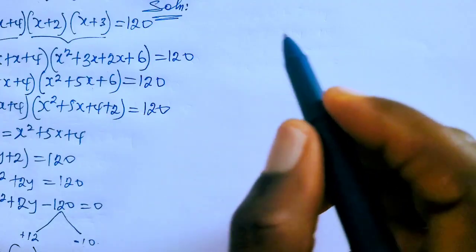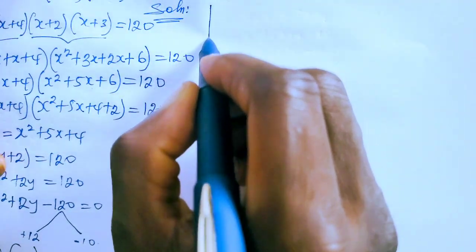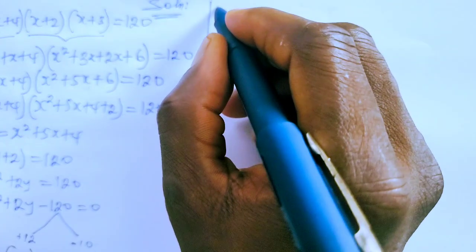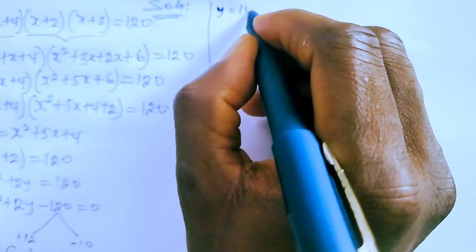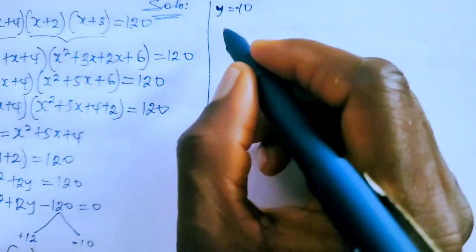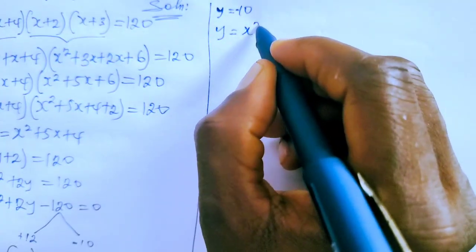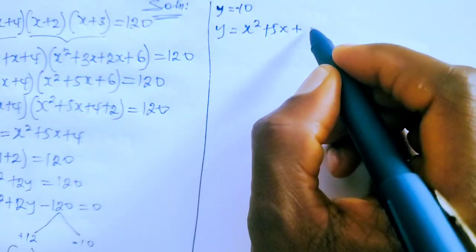Therefore, at this point, when y equals 10, we have that y equals x squared plus 5x plus 4.